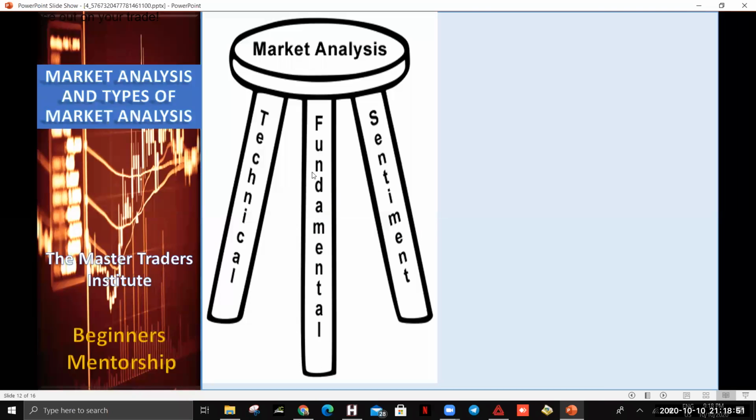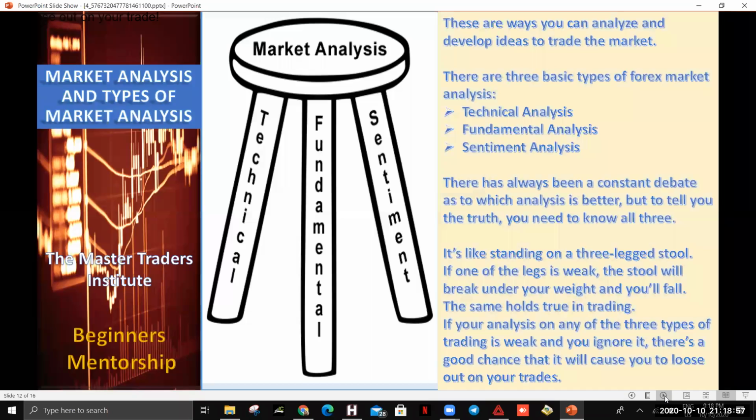So now that is what fundamental is, and this is what technical analysis is, and that's what sentimental analysis is. Now let me explain it there. These are the ways you can analyze and develop ideas to trade the market. There are three basic types of Forex market analysis: the technical analysis, the fundamental analysis, and the sentimental analysis. There has always been a constant debate as to which is better, but to tell you the truth, you need to know all three.